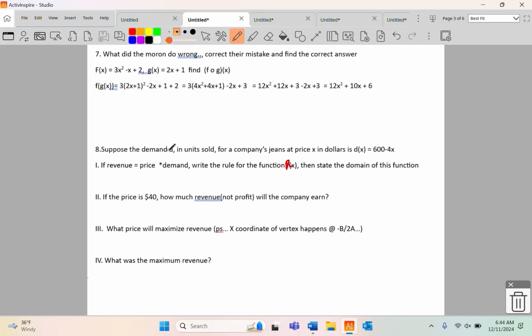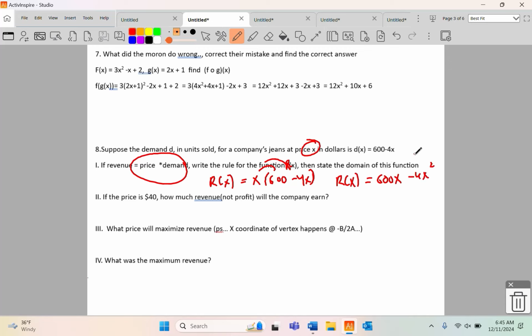There's something missing in this one. Because x is dollars, demand is a function of that. Price is x. So revenue as a function of x is x times, because that's price, times demand, which is 600 minus 4x. And of course, you can put that in standard form. So revenue as a function of x is 600x minus 4x squared.